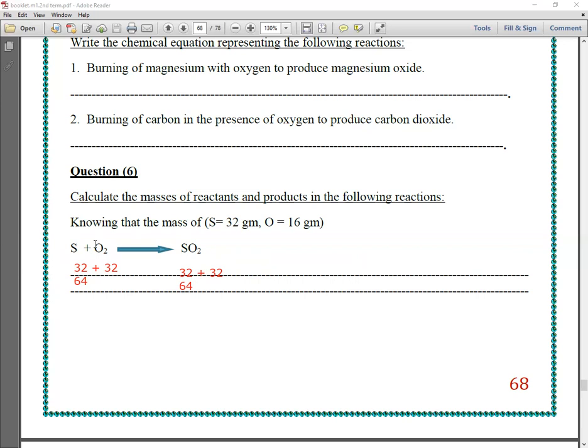They achieve the law of conservation of mass or law of conservation of matter, because the sum of the reactants' masses in any chemical reaction like this equals the sum of the products' masses. So the total amount of the reactants' mass equals the total amount of the products' mass, equal 64 gram, which achieves the law of conservation of matter or law of conservation of mass.